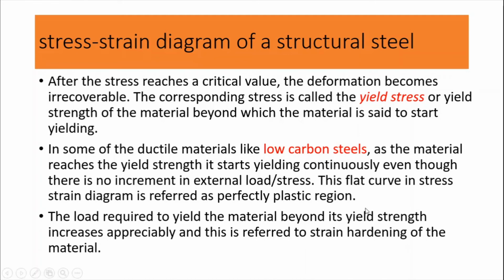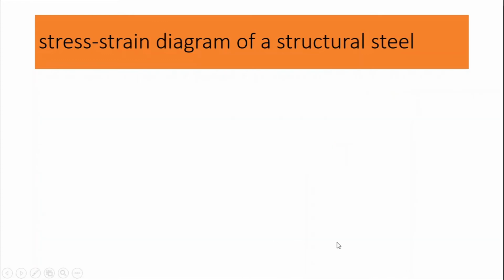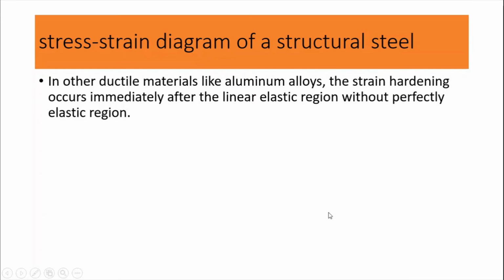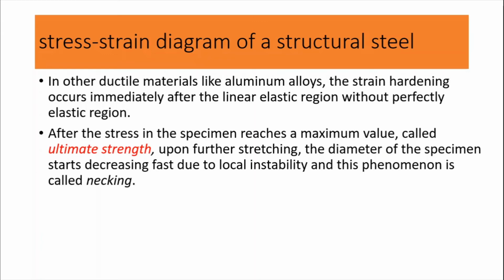So for strain hardening, we require a higher load, because after the plastic deformation, in the region of the yield, due to strain hardening, the load required will be high. In other ductile metals like aluminum alloys, the strain hardening occurs immediately after the linear elastic region without a perfectly plastic region. After the stress in the specimen reaches the maximum value, it is called the ultimate stress.